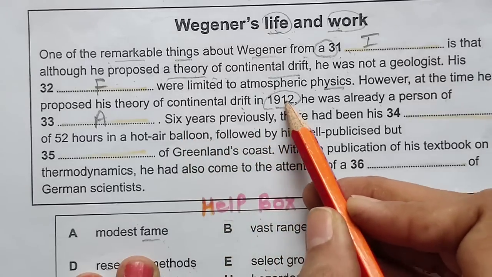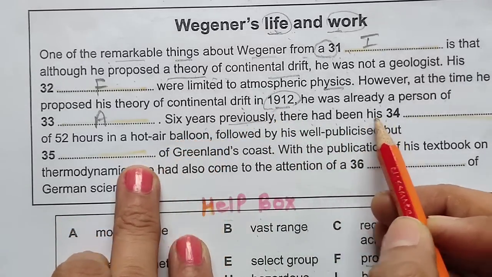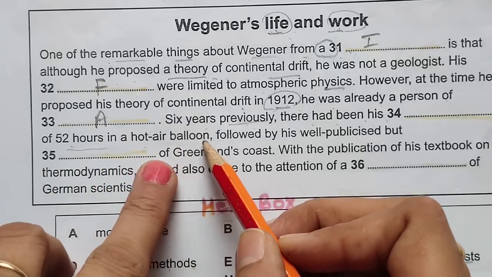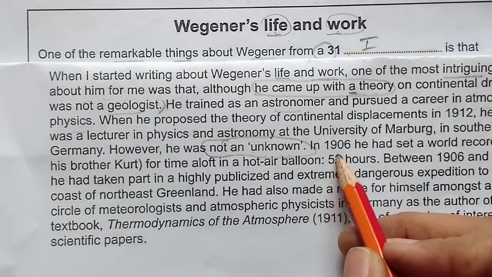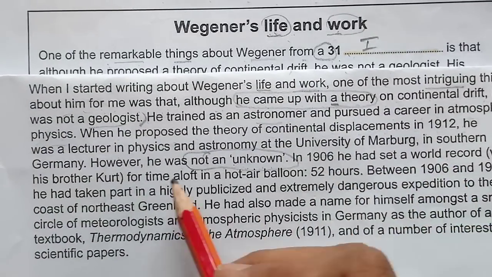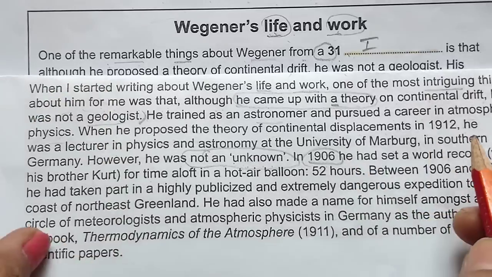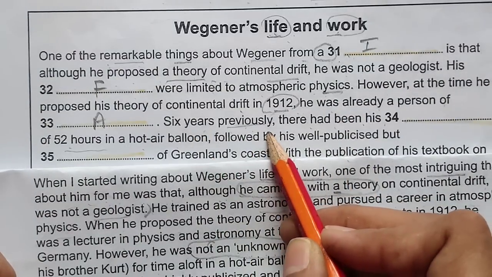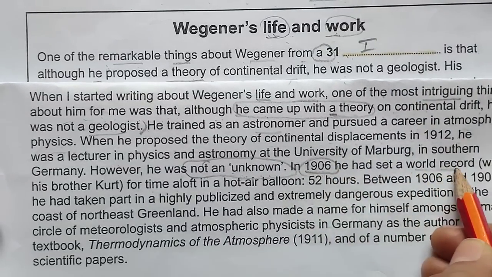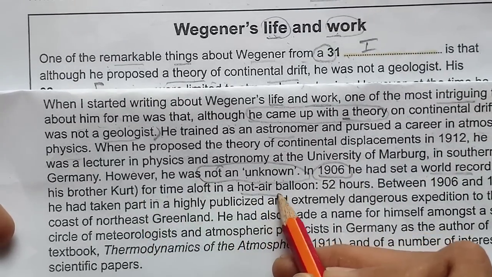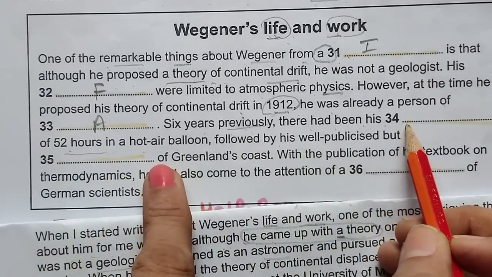Six years previously, 1912 minus 6 years means 1906, there had been his dash of 52 hours in a hot air balloon. Okay, hot air balloon, I will find it from here. In 1906 he set a world record for time aloft in a hot air balloon. Hot air balloon is also given. See this followed. Okay, fill in the blanks is there.